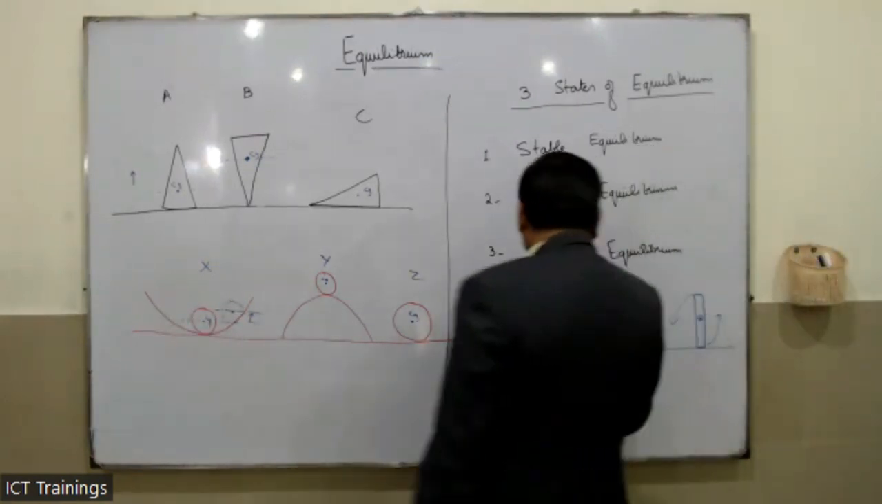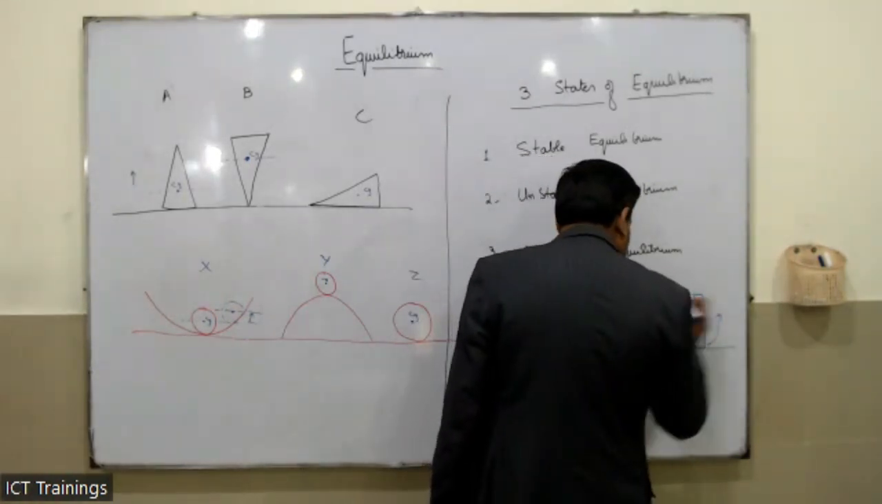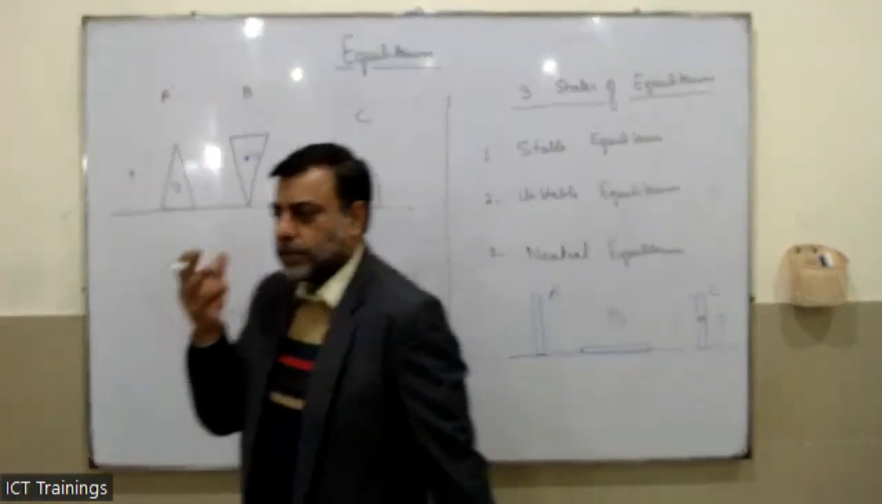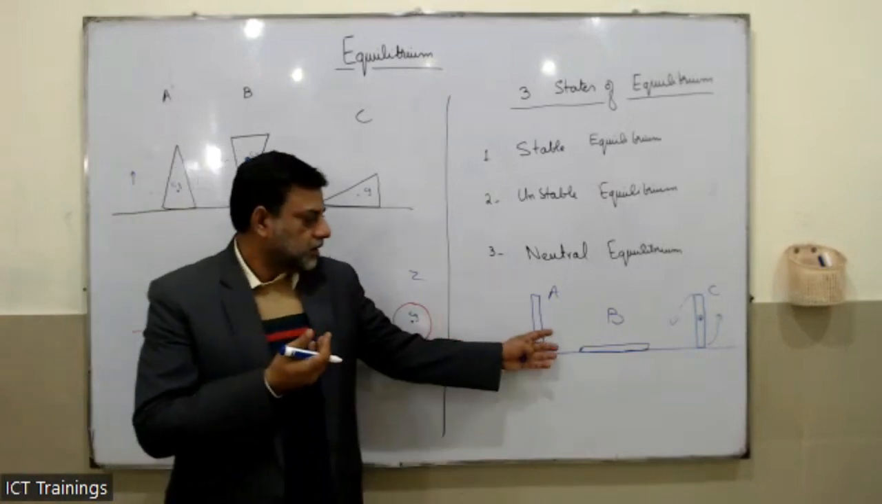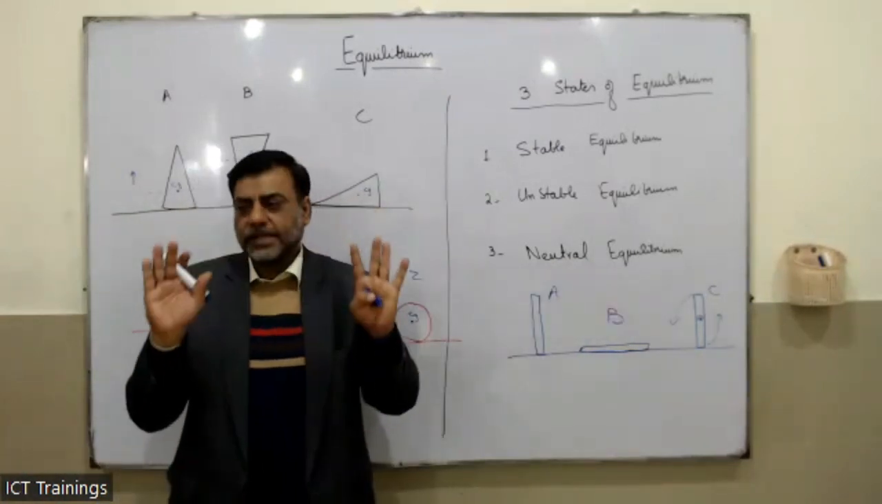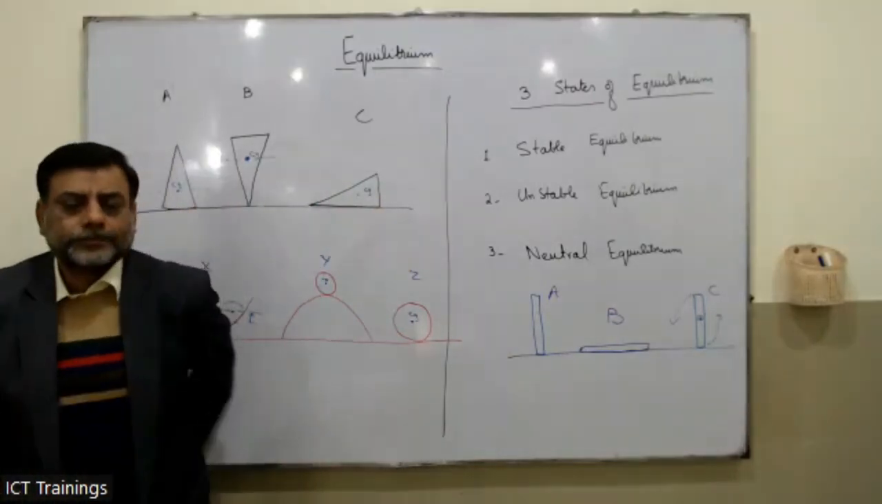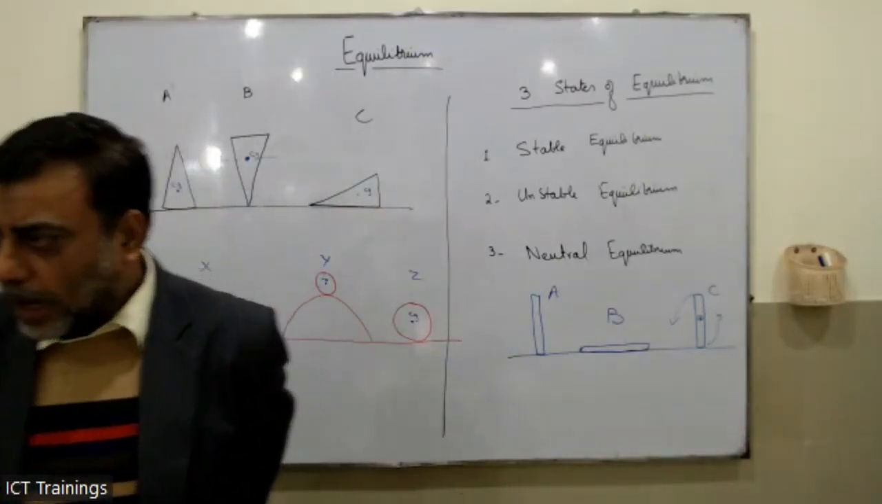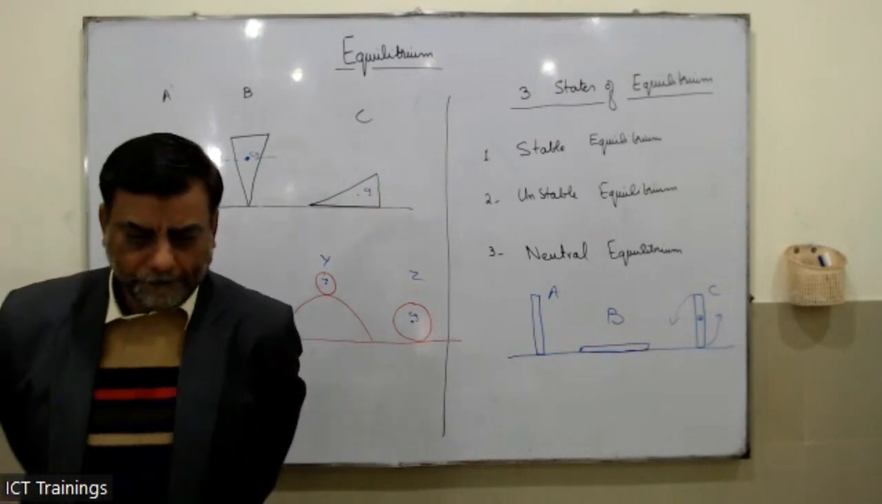Now, this is A, B, C. Think for a moment. What are the states of equilibrium for A, B, and C? Think. Note it down. I will now ask you individually.